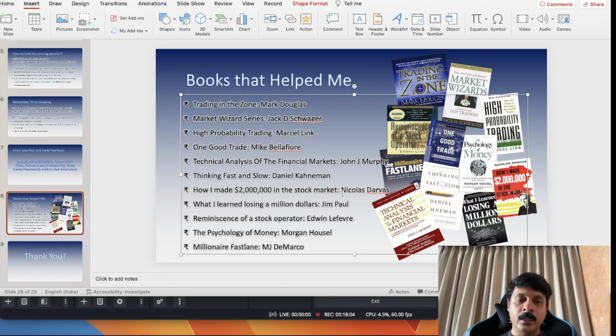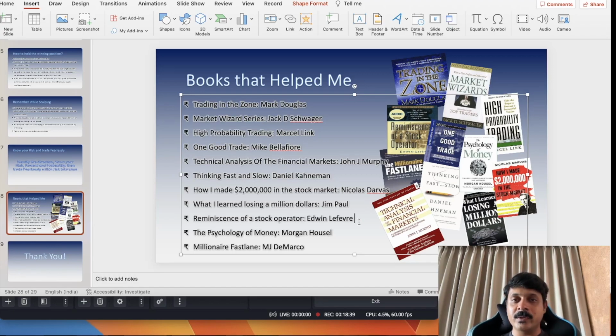Very good one. And What I Learned Losing a Million Dollars, Jim Paul. What he says is that there are thousands of ways to make money in the market, but only a few ways to lose money in the market. So he explains that. I agree with him, and it gives more insight into the ways to lose money in the market. And Reminiscences of a Stock Operator by Edwin Lefèvre. That is the book about Jesse Livermore. I think I recently listened to that audiobook 3 times in the last 2-3 months or so.